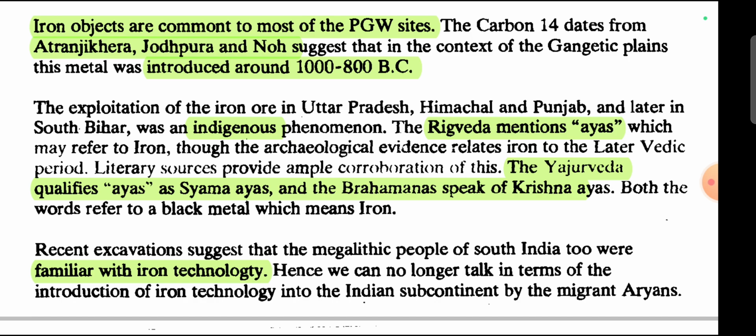The Rig Veda mentions ayas, which may refer to iron, though the archaeological evidence relates iron to the later Vedic period. Literary sources provide ample corroboration of this. The Yajur Veda qualifies ayas as Shyam ayas and the Brahmanas speak of Krishna ayas. Both the words refer to a black metal, which means iron.